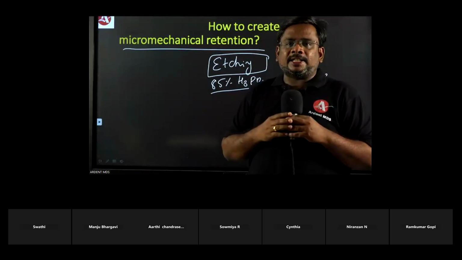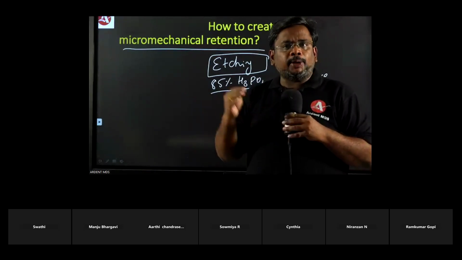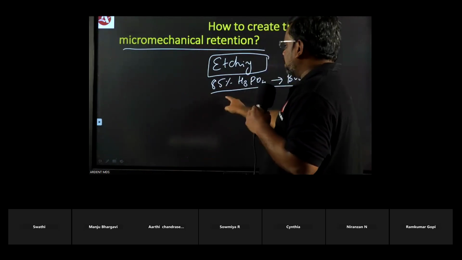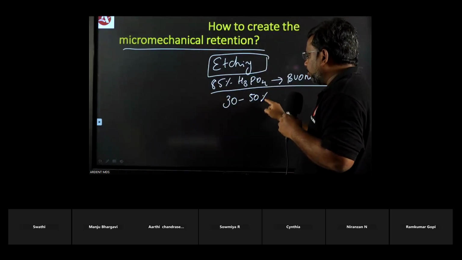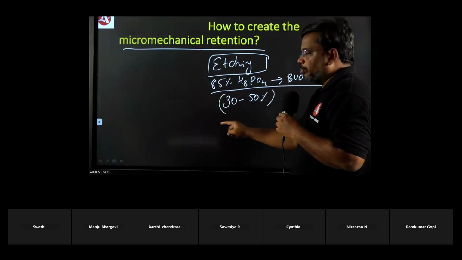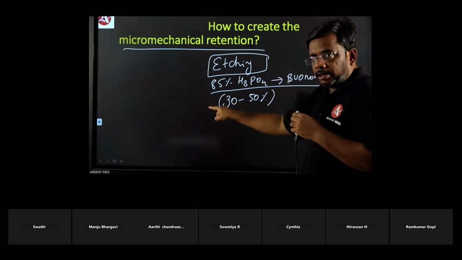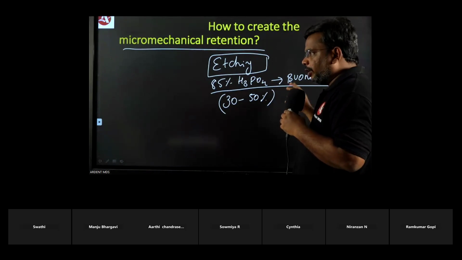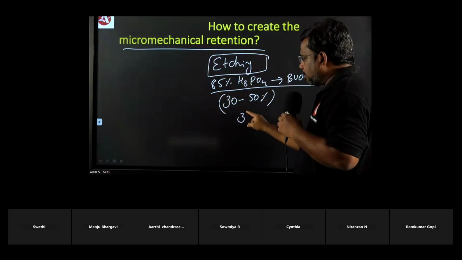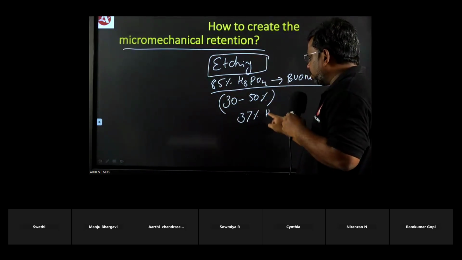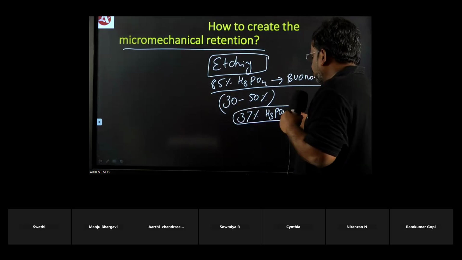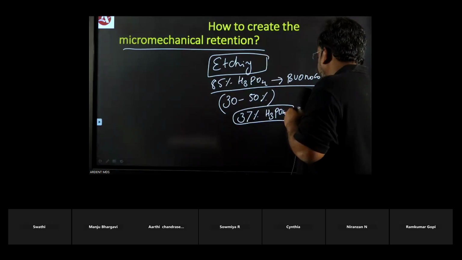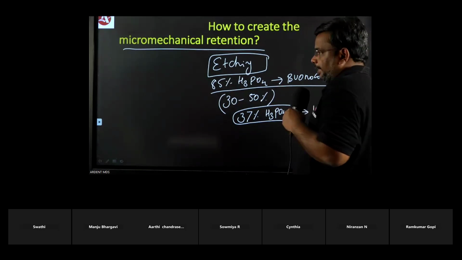Now the concentration which we are using is 30 to 50 percent. It was asked in one of the exams. The concentration between 30 to 50 percent means it should not be less than 30 or more than 50 percent. Exactly, the concentration is 37 percent orthophosphoric acid for 15 seconds. These are all things you know, right?